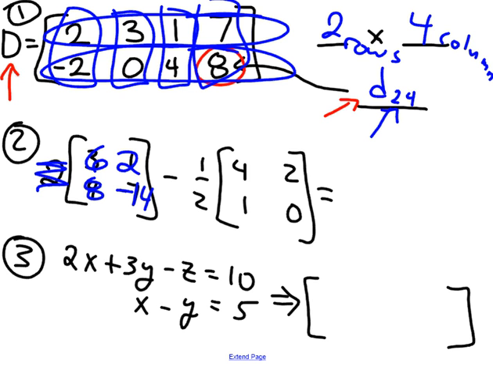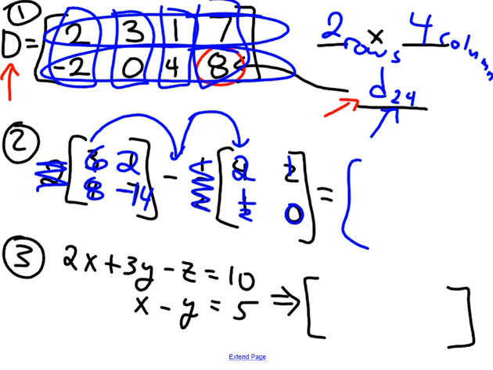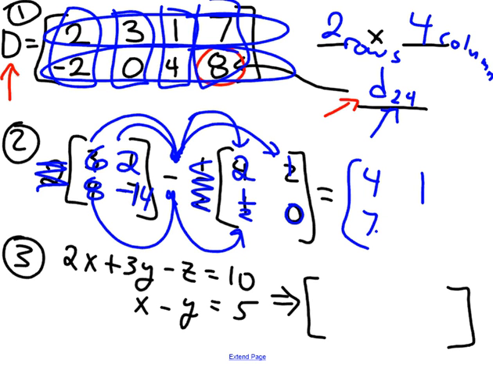Now I'm going to do the 1/2 times everything. 1/2 times 4 is 2. 1/2 times 2 is 1. 1/2 times 1 is 1/2, and 1/2 times 0 is still 0. There, I just did the 1/2 times everything. And now I'm going to subtract. 6 minus the 2 makes 4. And then 2 minus the 1 makes 1. And then 8 minus the 1/2 makes 7.5. And last, the negative 14 minus the 0 makes negative 14.